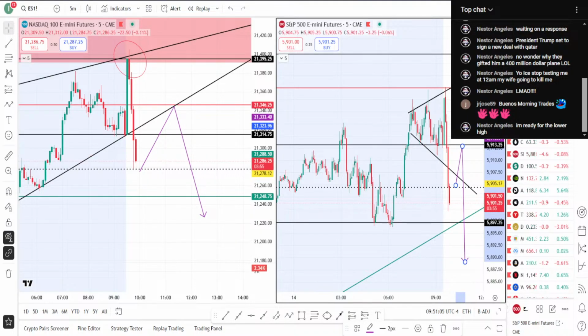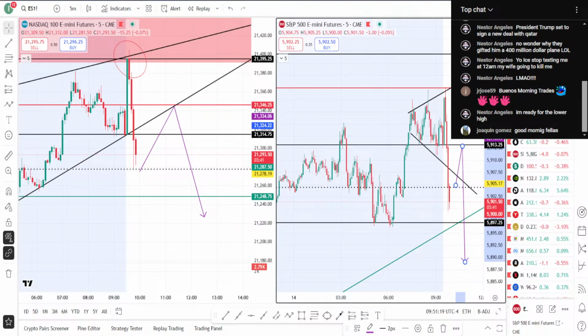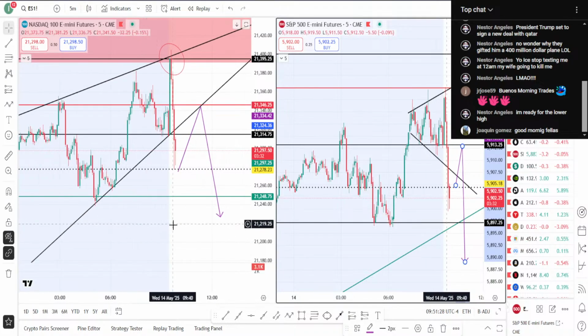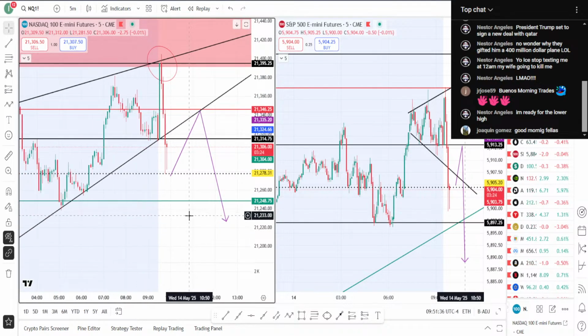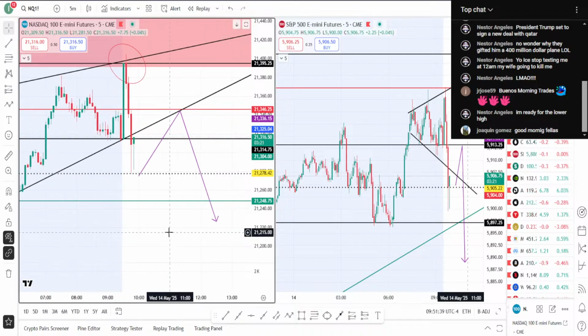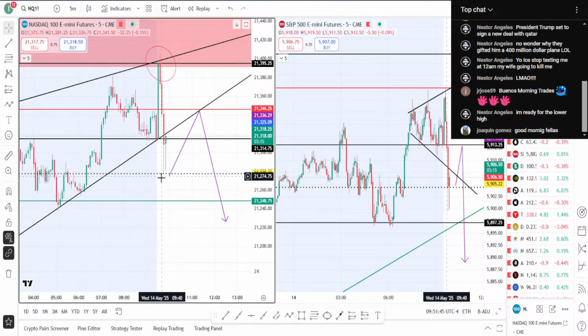Yes, sir. Ready for the lower high. Yep, that's the setup we want to see, man. That's the one we want to see. This is looking like a trap down here.